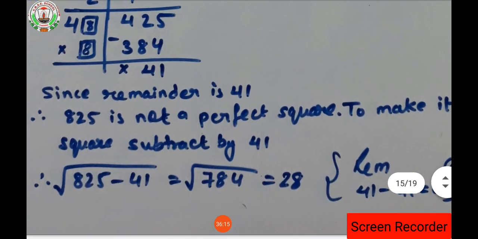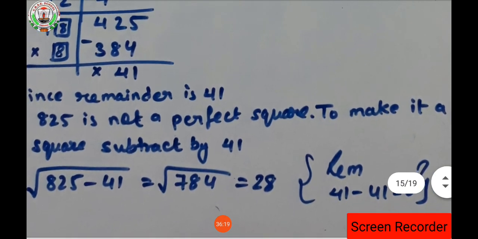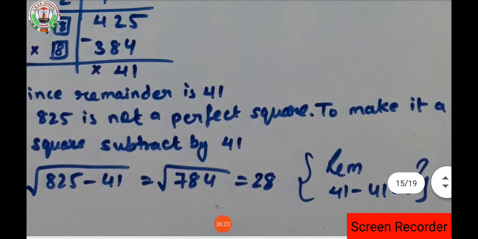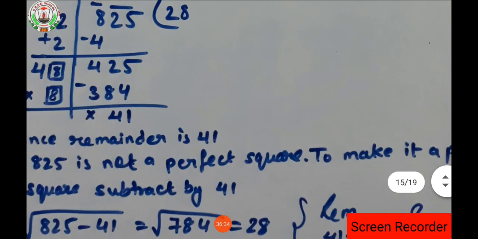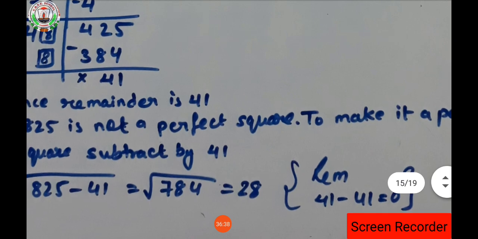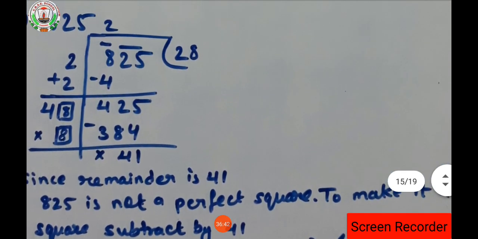So here the subtraction is being done. 825 will be subtracted with 41. So what number is left? 784. And what is the square root of 784? The square root of 784 is 28, which is the answer, and the remainder 41 will be subtracted with 41 itself. So this is the solution.